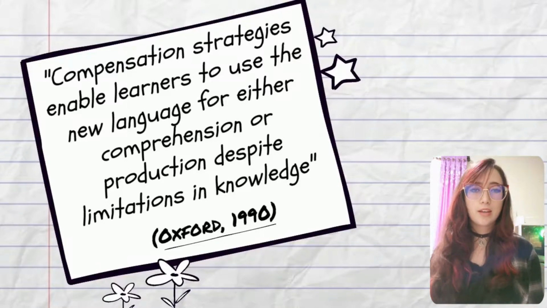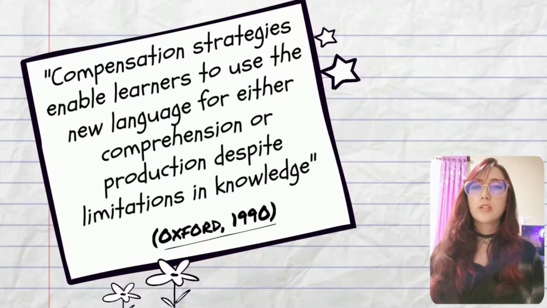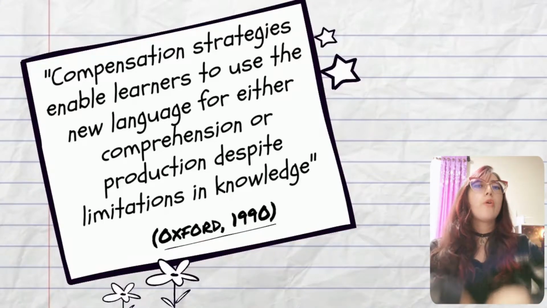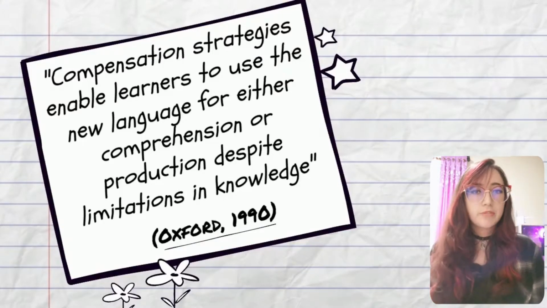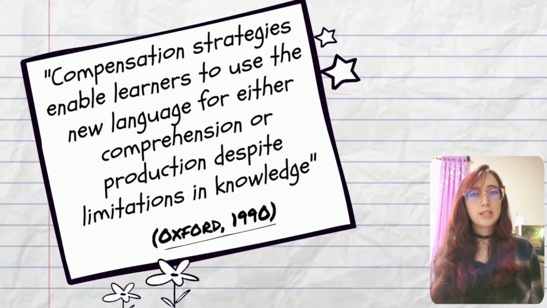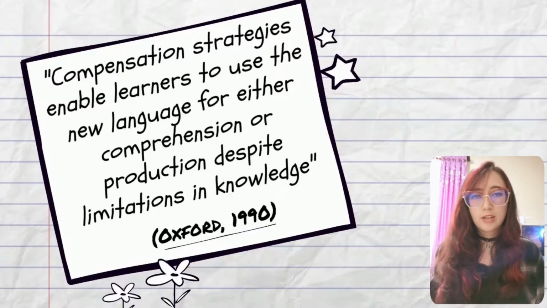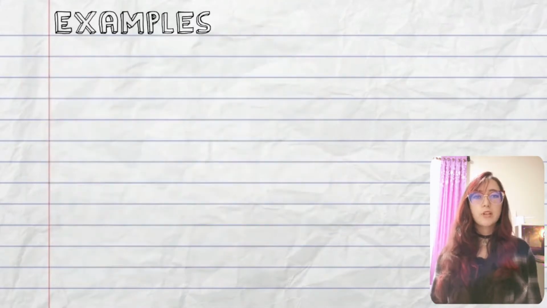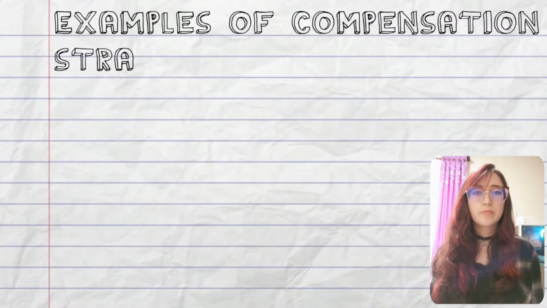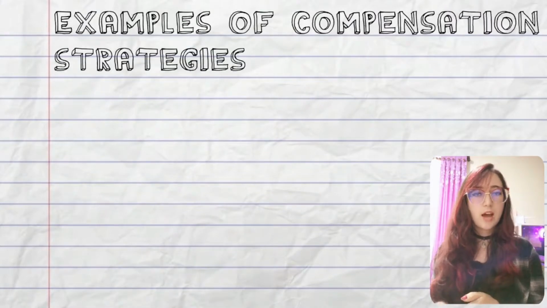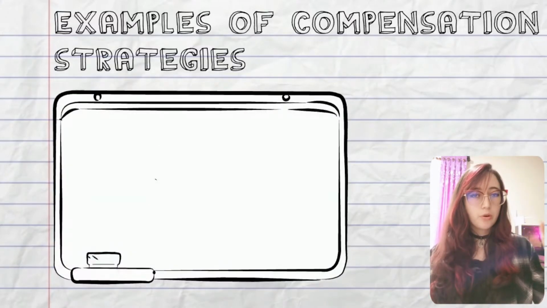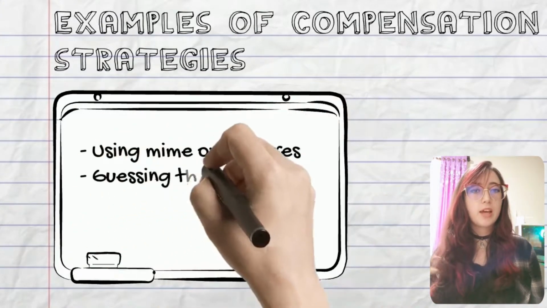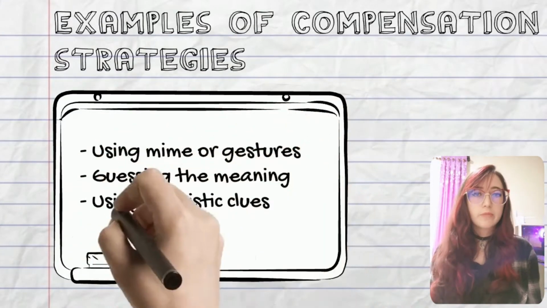Oxford, 1990. So, students use the compensation strategies to overcome their knowledge gaps, to compensate for missing information when they don't understand the topics. For example, in the English class. Examples of compensation strategies. If a student is having difficulties to understand or communicate by using the target language, they can mime or use gestures to make up the deficiency in vocabulary.